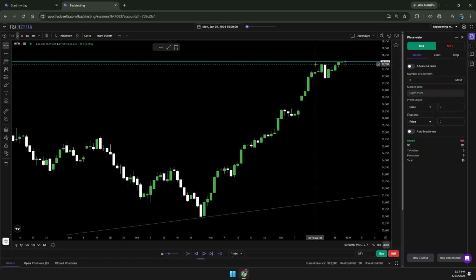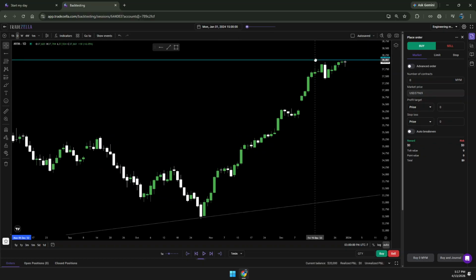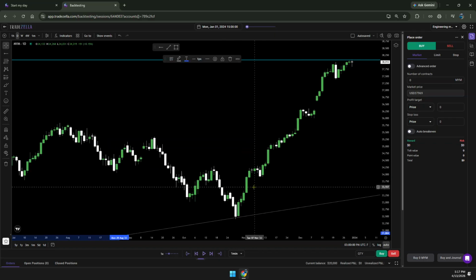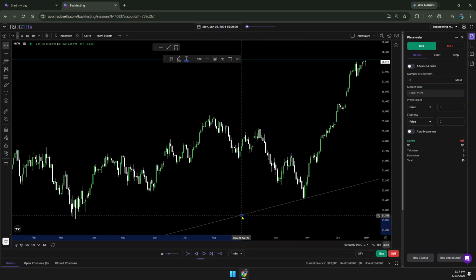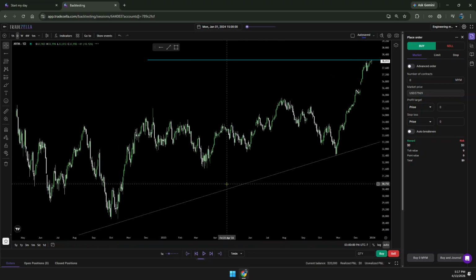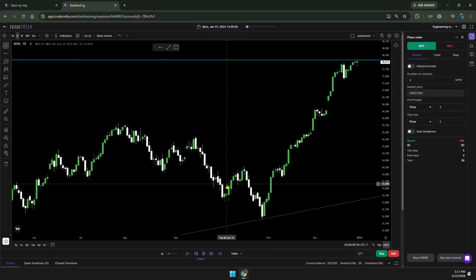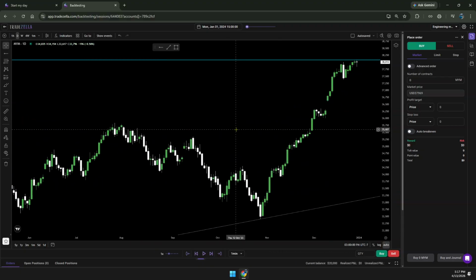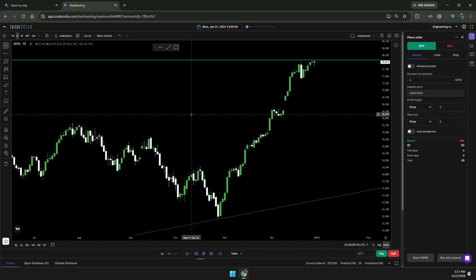Get my setup finished here. So I'm going to start this off with the base of trend line trading. That's the base, and I'm going to use support resistance as well.